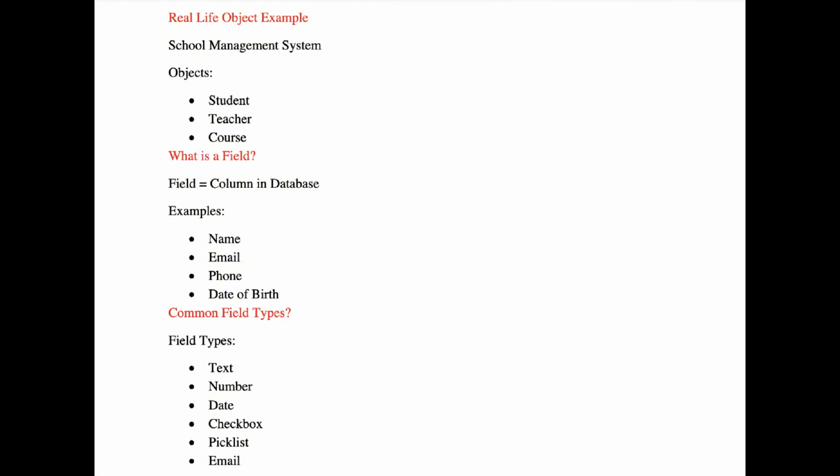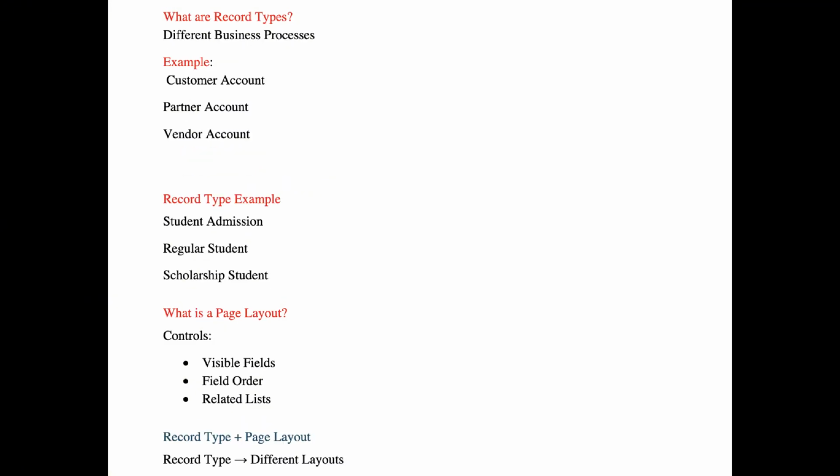Sometimes one object is used for different business scenarios. For example, the account object may store customers, partners, and vendors. Each type may require different fields and processes. Record types help us manage these differences within the same object. Imagine a college. Regular students and scholarship students both belong to the student object. However, scholarship students need additional information such as scholarship percentage. Record types allow us to customize the experience for different groups.